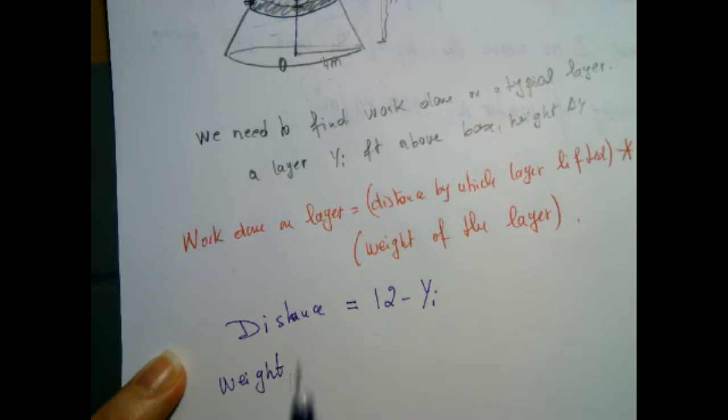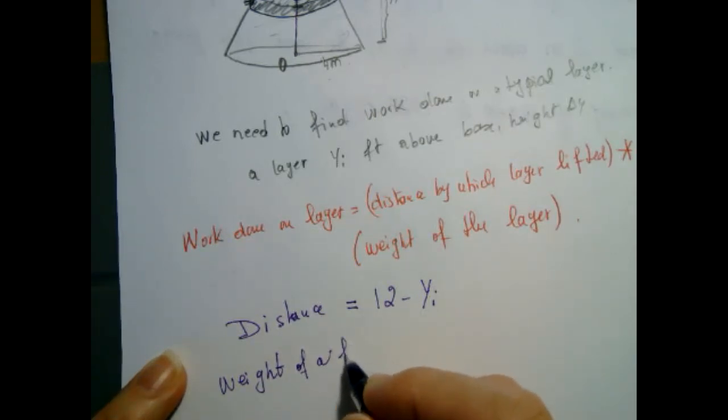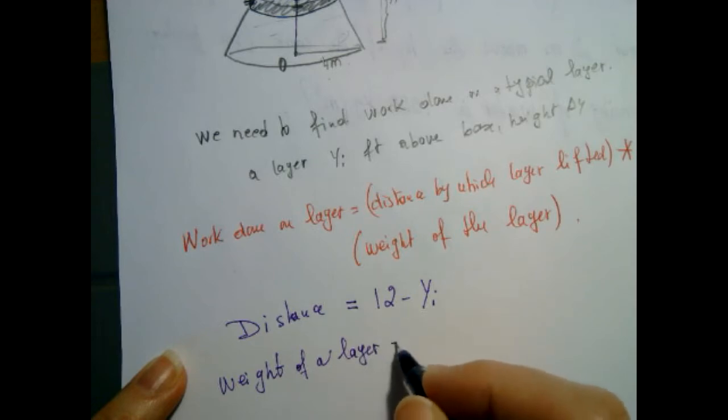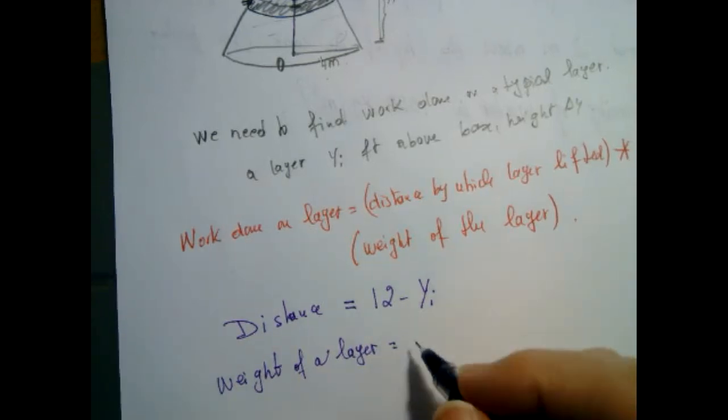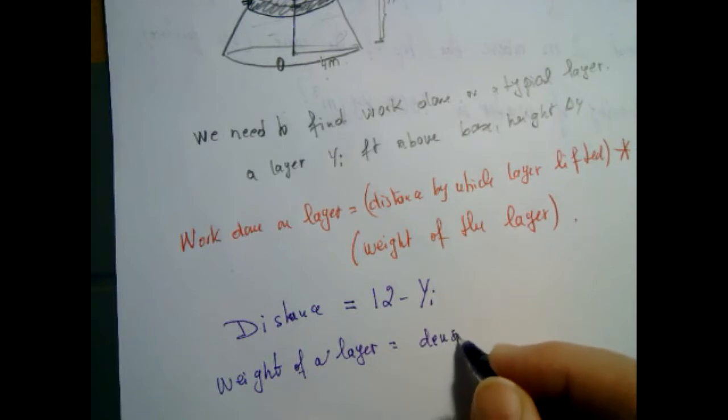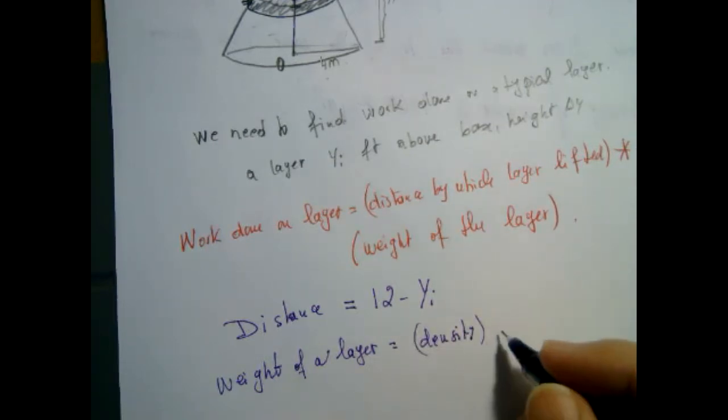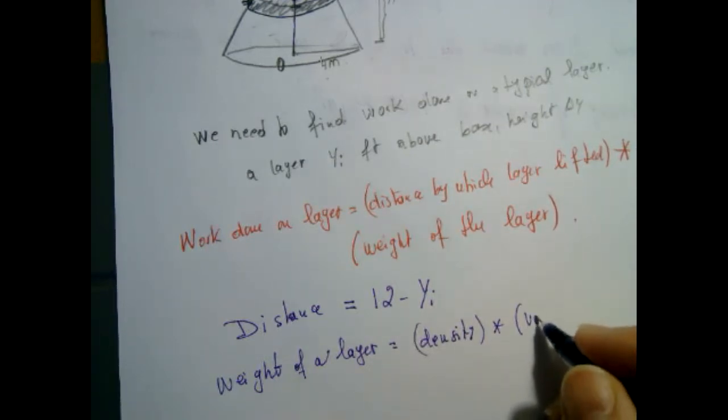The weight of a layer. One layer. Remember, I'm focusing on the weight of a layer. Again, the weight is the density times the volume: the density of the water times the volume of a layer.